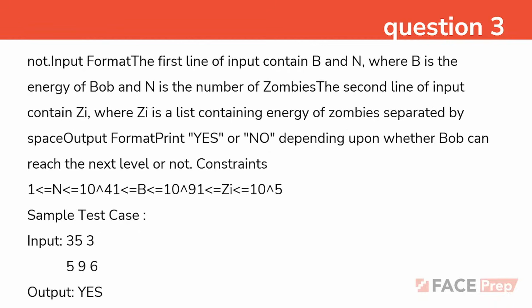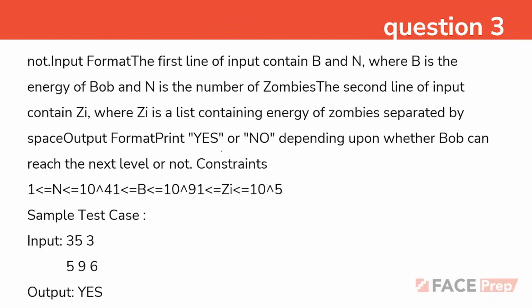What is the input format over here? The first line consists of B and n, where B is the energy of Bob and n is the number of zombies. The second line of the input contains Zi, the list containing the energy of the zombies separated by space. For the output format, we will just print yes or no, depending on whether Bob can reach the next level or not. Some constraints are also given. So let's try to understand.